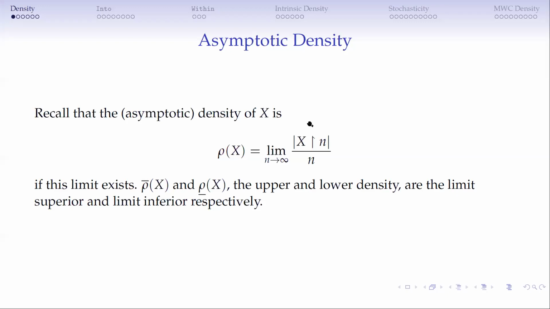Okay, so just remind yourself for the moment what asymptotic density is. The asymptotic density of x, denoted by rho of x, is the limit as n goes to infinity of the number of ones in the first n bits of x divided by n. So a classic example: the asymptotic density of the evens is 1/2. Just a minor note, if you have an overline over that, that's the upper density, and an underline is lower density, and that's the lim sup and the lim inf respectively.